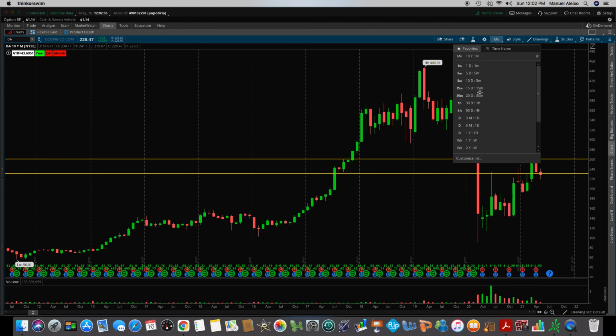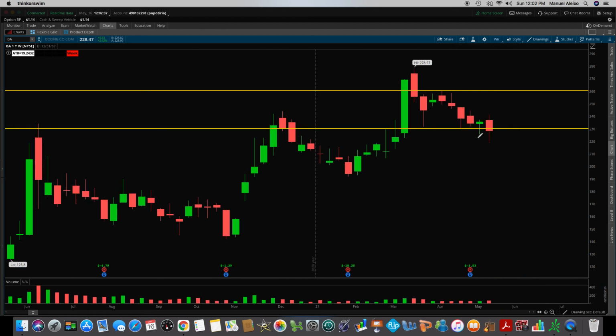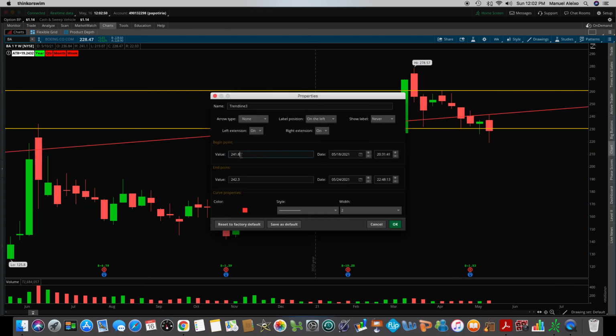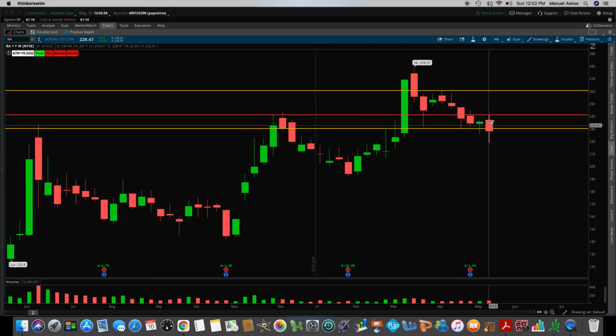I go to a weekly chart. I'm going to map out the high of last week, which was Friday's close, 241.10. Okay, so there you go, 241.10. Okay, there you have it. Okay, the low, 219.07.